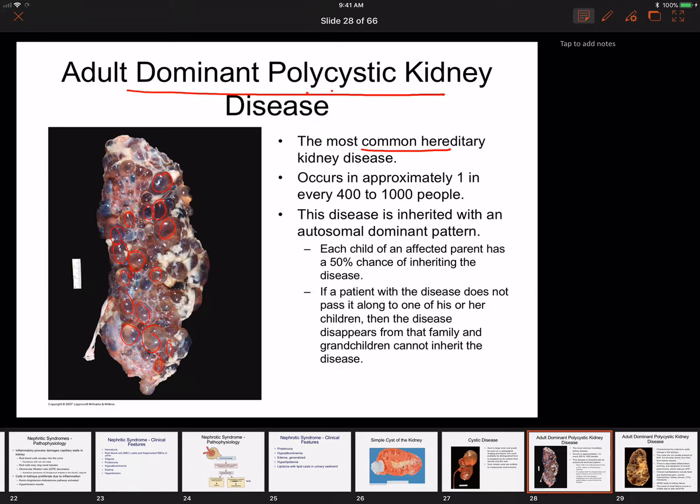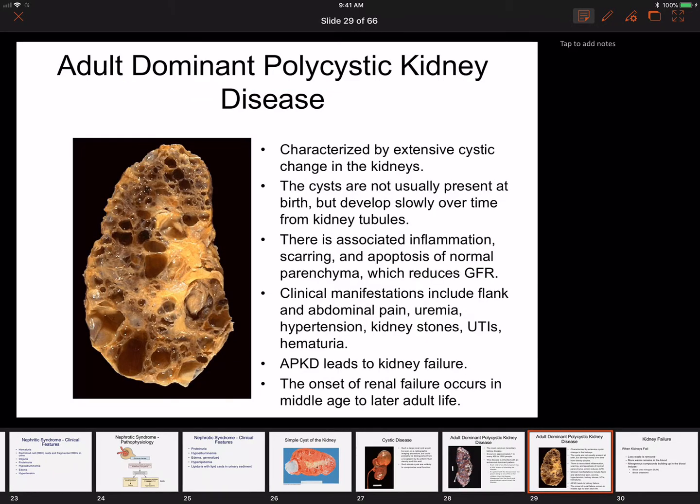Now, this is inherited through an autosomal dominant pattern and usually presents later on in life with symptoms such as hematuria, hypertension, and so on. So there are excessive cystic changes within the kidney. They usually develop over time. They're not present at birth.